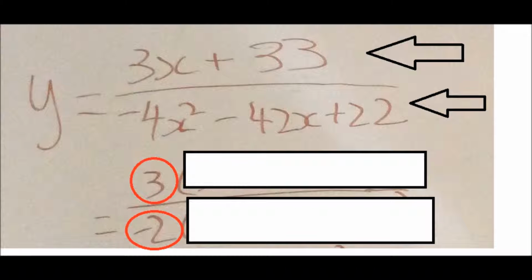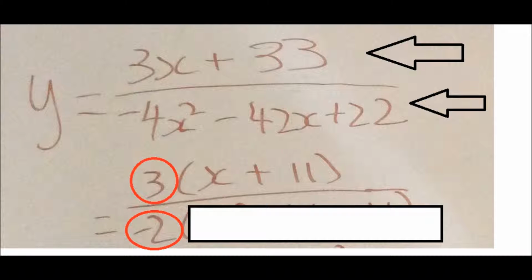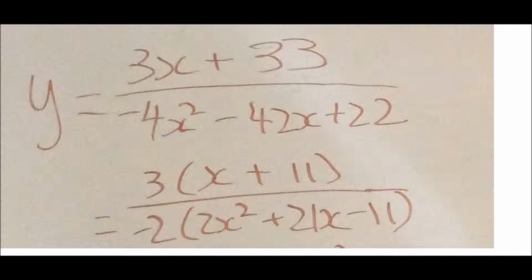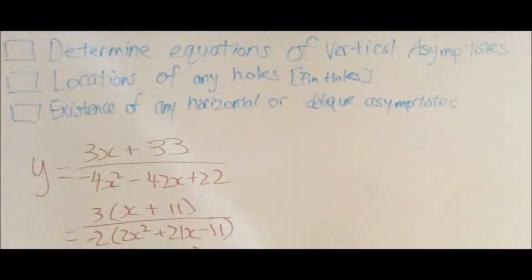In the numerator, 3 is a factor of both terms in 3x + 33, so the numerator would be 3(x + 11). In the denominator, we can see negative 2 is a factor of all three terms. The denominator would look like -2(2x² + 21x - 11). Next, after common factoring, we can see that there is a complex trinomial in the denominator. We must continue factoring until we can factor no further.